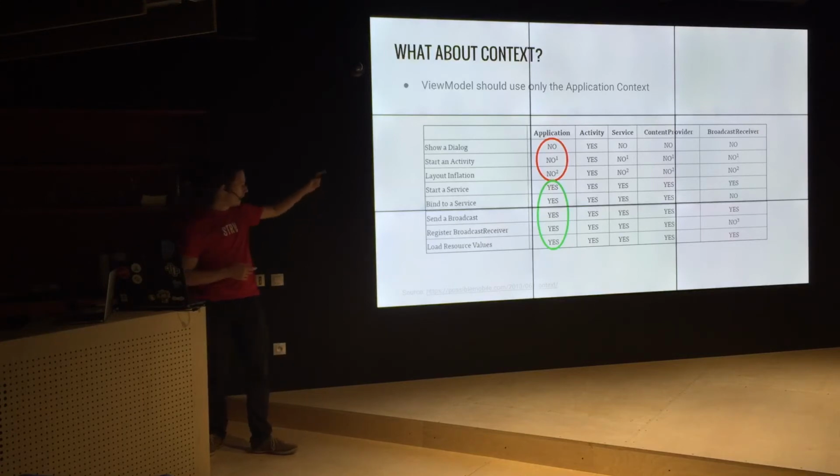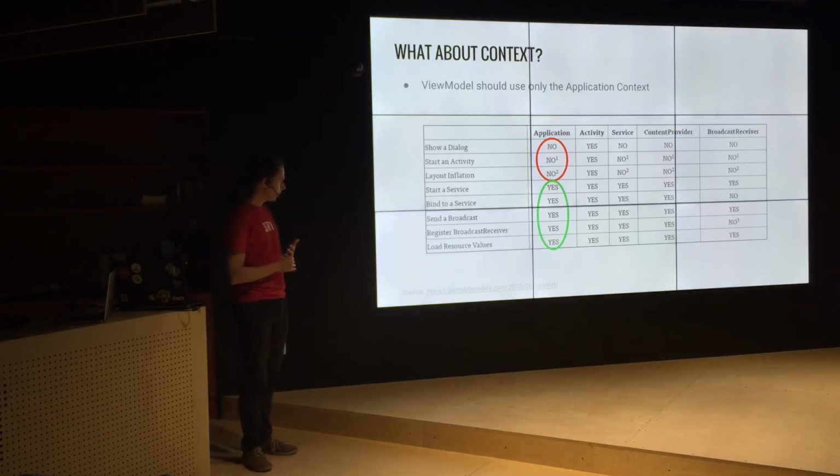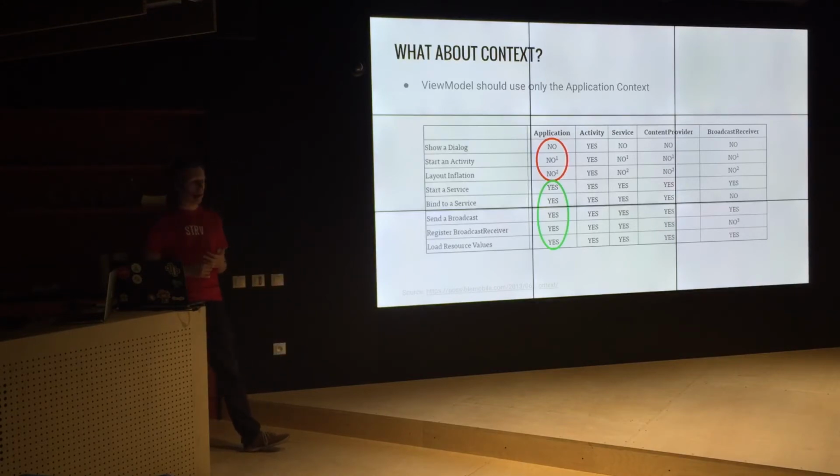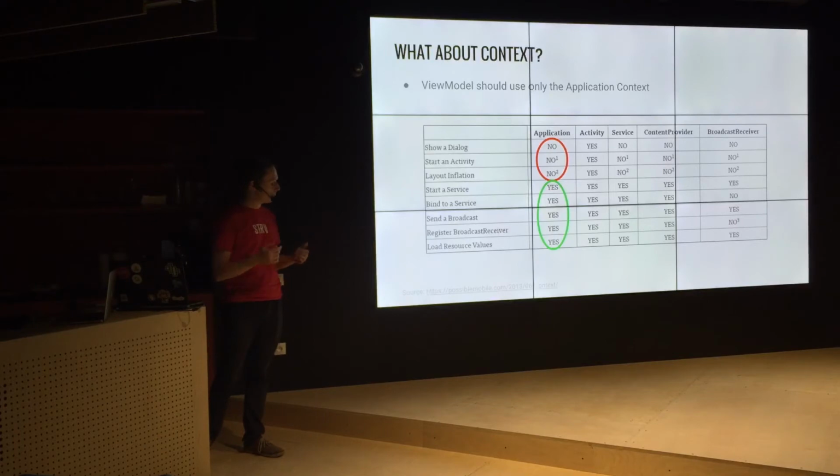But all these three operations are part of the view. It's not part of the view model. So we can say that we don't need activity context in our view model. We can just use application context and we are able to do everything we need. So I prefer to use only application context in my view model and not use activity context. And it's good because it's safer and I cannot leak context if I'm not careful.